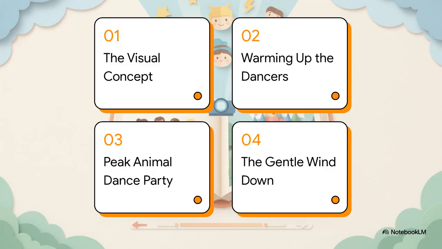Okay, let's dive into this. Here is our roadmap for today. We've got Section 1, the visual concept. Section 2, warming up the dancers. Section 3, peak animal dance party. And finally, Section 4, the gentle wind down.